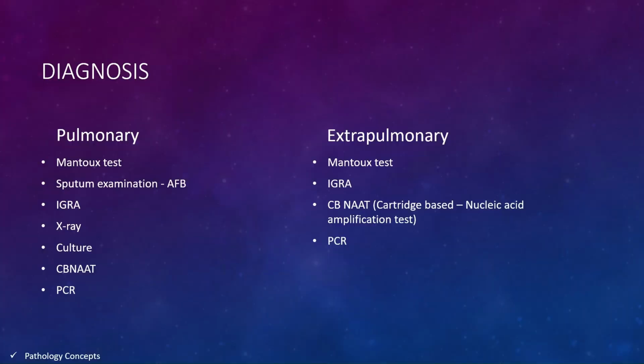The diagnostic tests for pulmonary tuberculosis are Mantoux test, sputum examination, IGRA (interferon gamma releasing assay), X-ray, culture, CB-NAAT, which is cartridge-based nucleic acid amplification test, and PCR. The diagnostic tests for extrapulmonary tuberculosis are Mantoux test, IGRA, CB-NAAT and PCR.